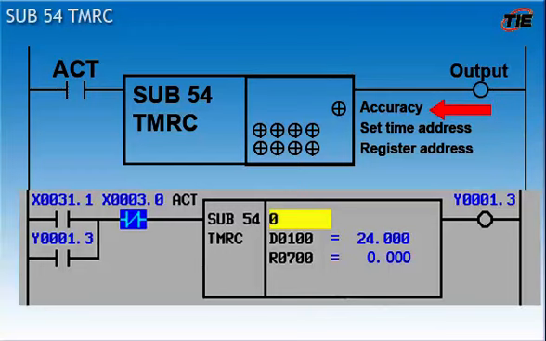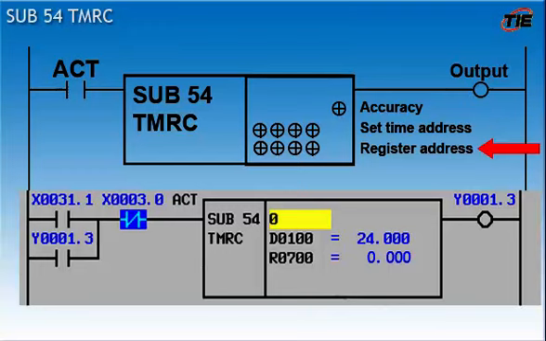Like the Sub 3 timer, this timer also has an accuracy or increment level. This is set in the first line. The setting shown here will set the increment level for this timer. Generally, a setting of 0 is used to establish this as an 8 millisecond timer. Other settings can be used.